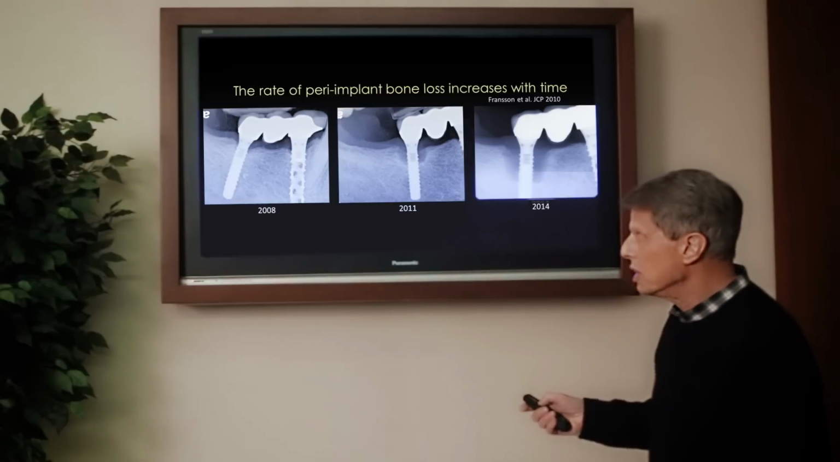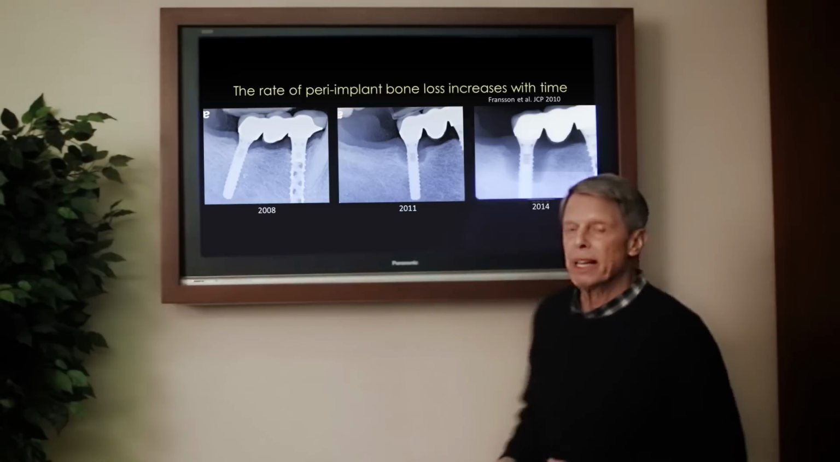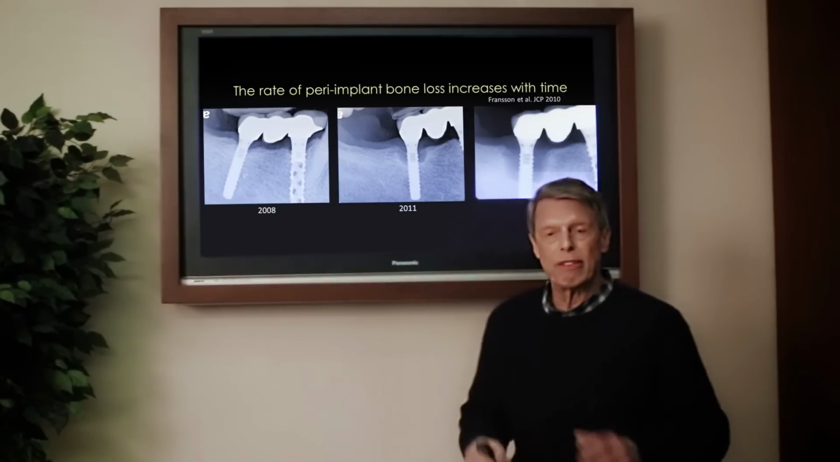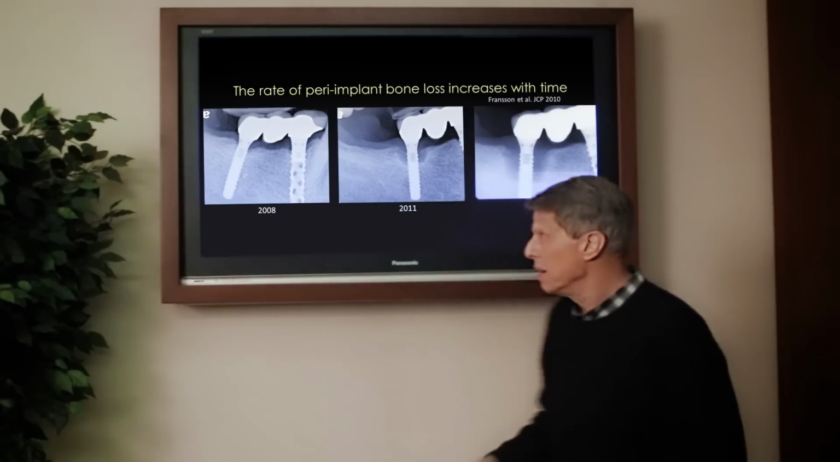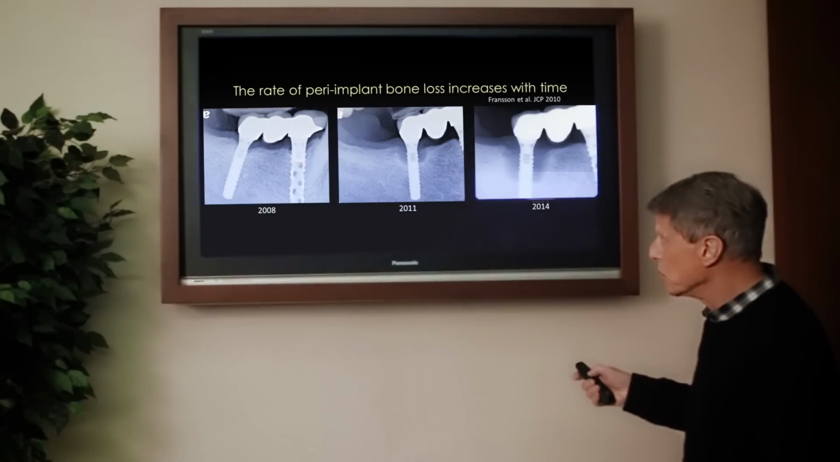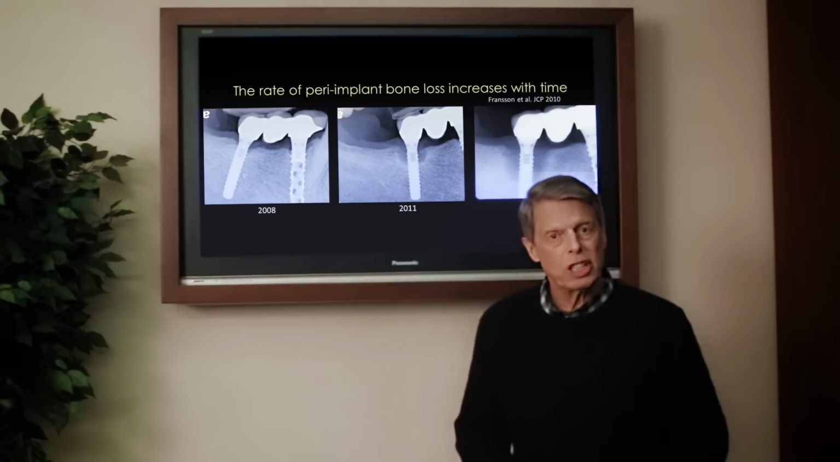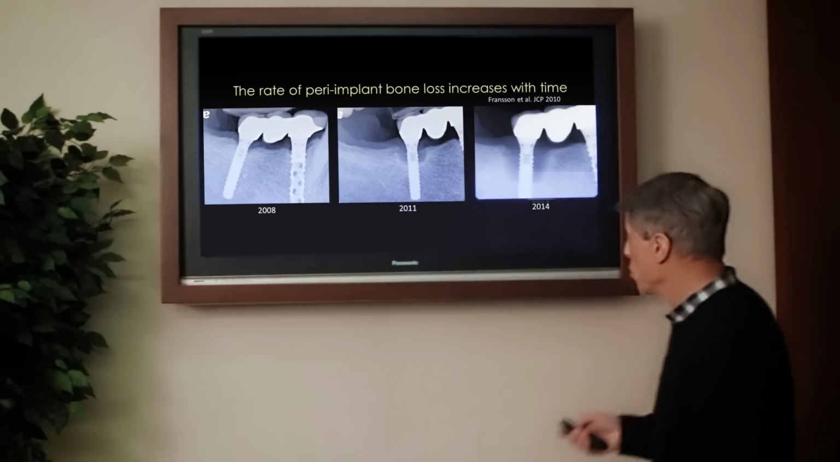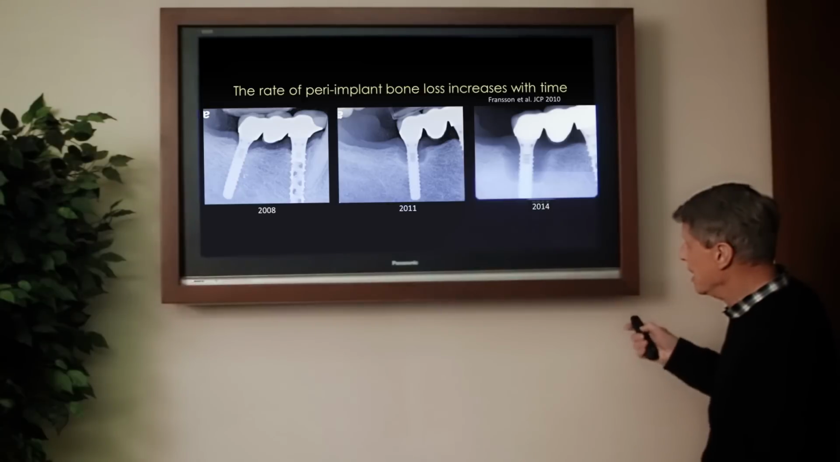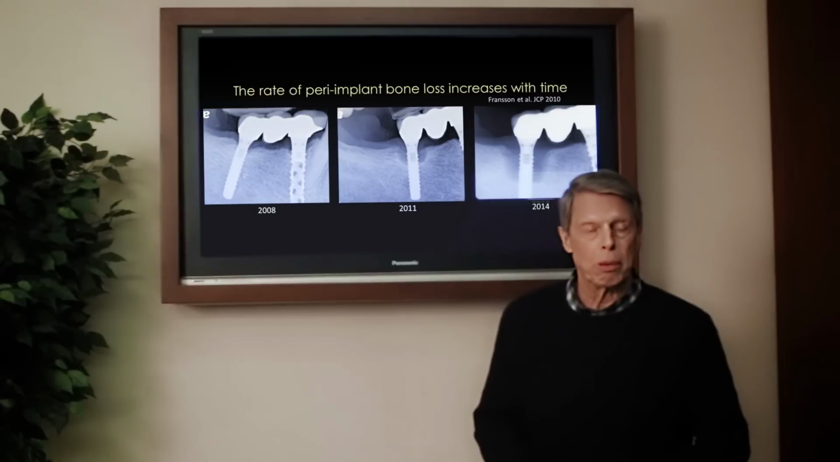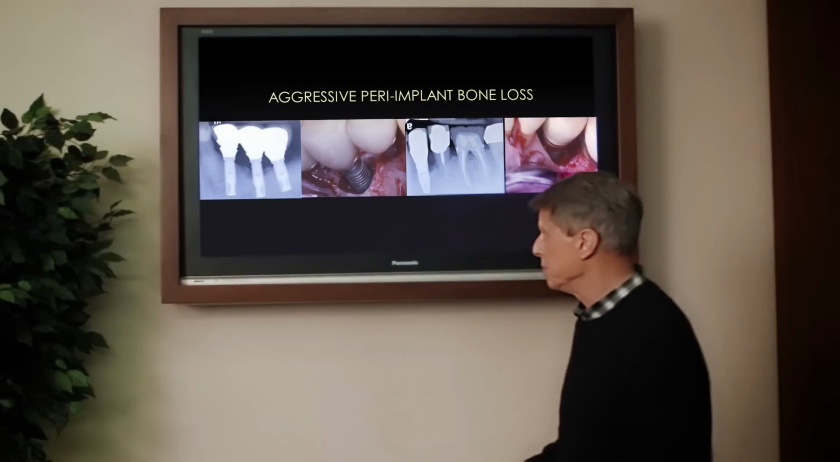So if you take a look at this case here, these implants were placed in the year 2000. In 2008, you can see the levels of the bone are still high. In 2011, the patient returned to our office, and you can see the beginnings of peri-implant bone loss. She got lost. We didn't treat her. She came back 3 years later, and take a look at the additional amount of bone loss that occurred just in that 3-year period. This is a problem.